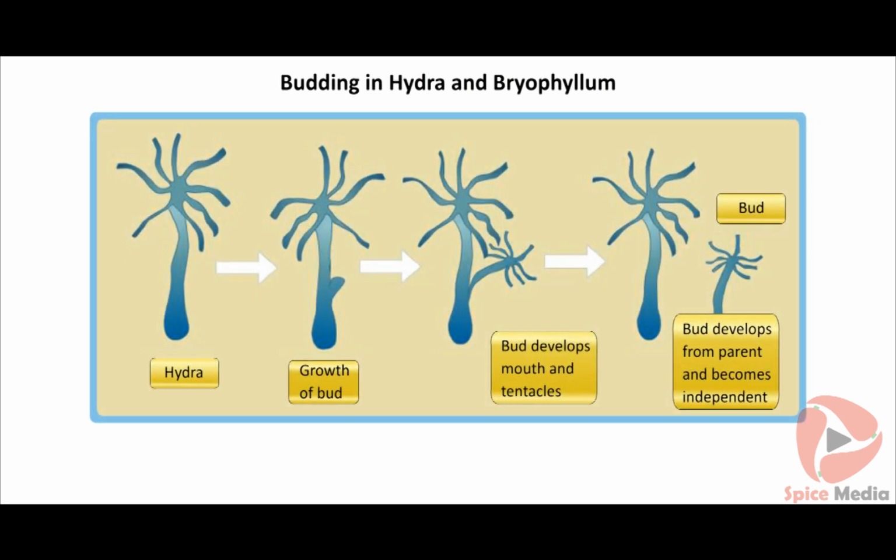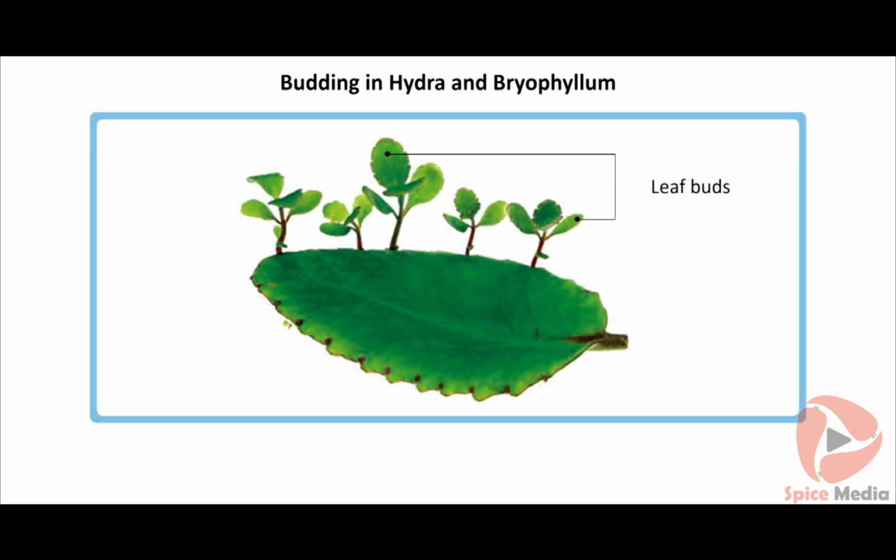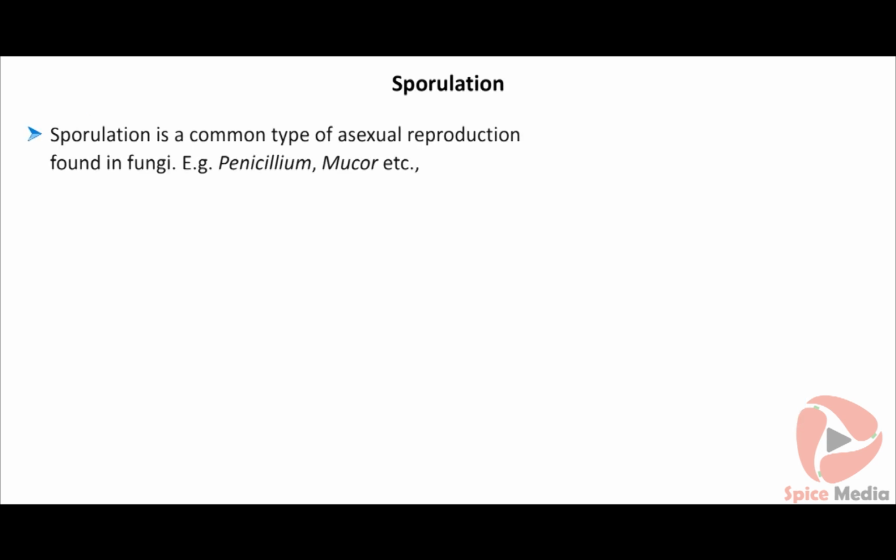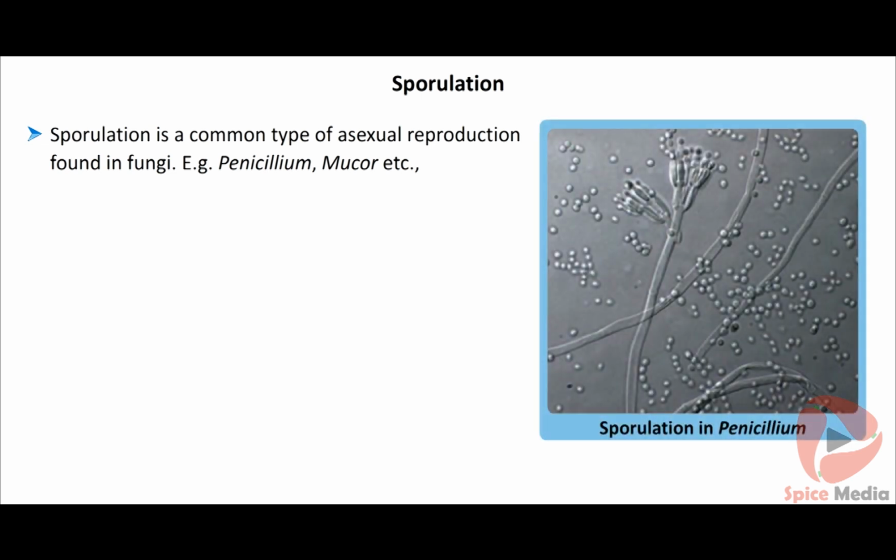In Hydra, a bud develops as an outgrowth due to repeated cell division at one specific site. These buds develop into tiny individuals and when fully mature, get detached from the parent body to become new independent individuals. Similarly, buds produced in the notches along the leaf margin of Bryophyllum fall on the soil and develop into new plants. Sporulation is a common type of asexual reproduction found in fungi.